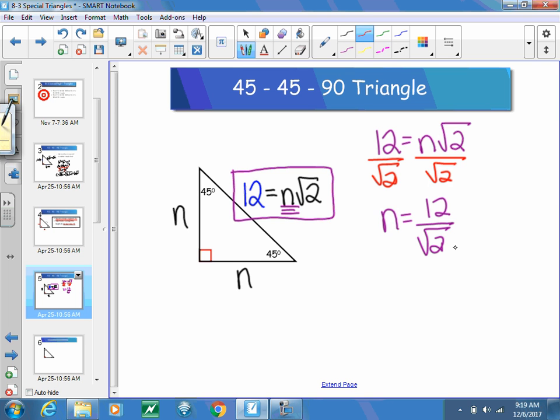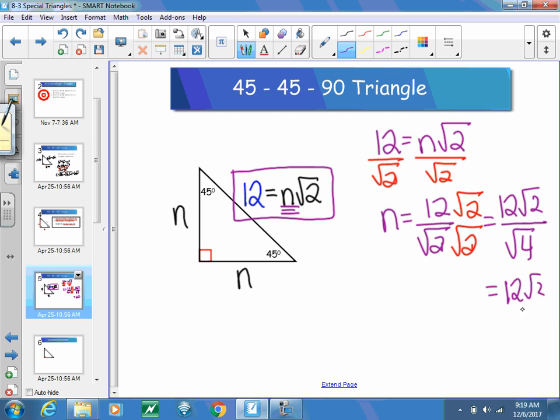Now we talked about how we rationalize our denominators, how you divide by square roots. We want to get rid of that. So I'm going to multiply numerator and denominator by the square root of 2. That gives us 12 square roots of 2 over the square root of 4, which is 2. So 12 square roots of 2 over 2 would simplify to 6 square roots of 2. And that would be our value for n. So our two legs here would be 6 square roots of 2 for both of them. So again, I just created an equation for this.